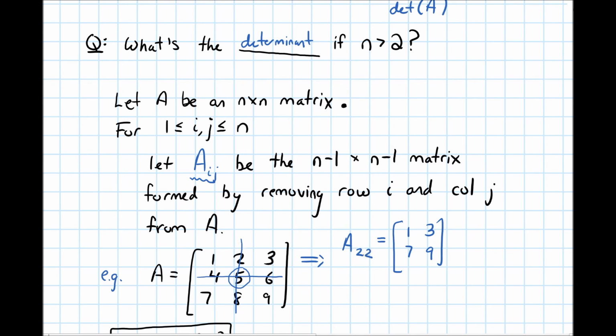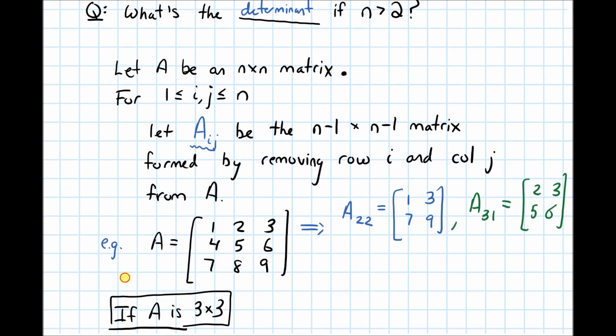Let me erase some of those lines and do one more example. Let's say I wanted to know what A subscript 3,1 is. I look at the entry in row 3, column 1, that's the 7. I eliminate this row, and I cross out its column. What I'm left with is the matrix 2, 3, 5, 6. That's what A3,1 is. I'm going to erase those lines I've just drawn; they're there just to help me visualize the resulting matrix after I remove the row and the column.